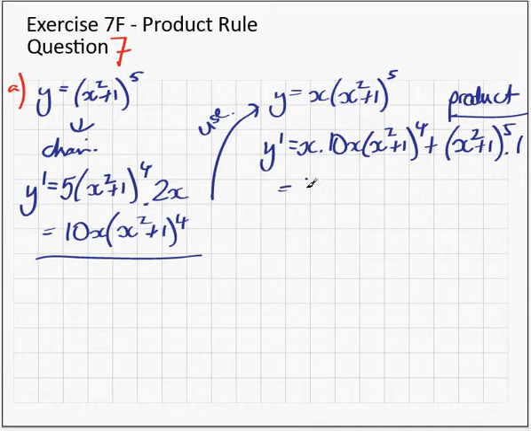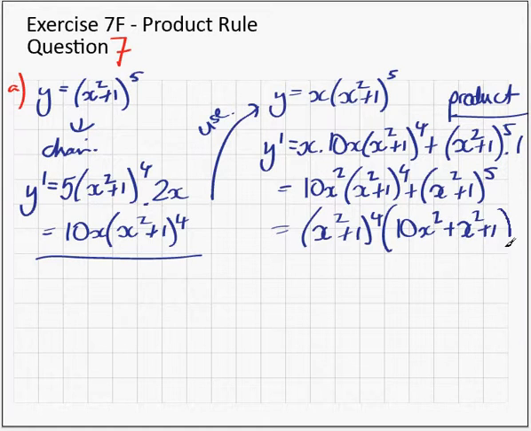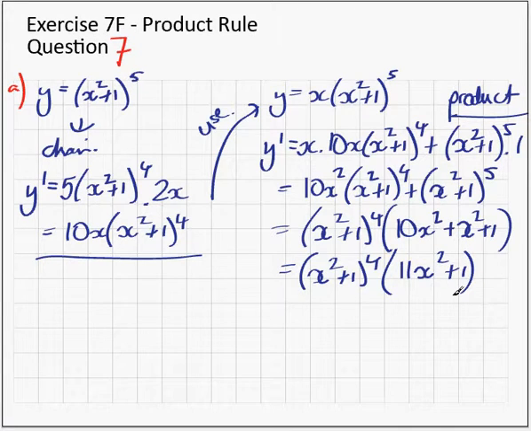So if I just rewrite this as it is without factorising just yet, now I can see that x squared plus 1 to the 4th is a common factor. Leaves me with 10x squared there, and 1 lot of x squared plus 1 in the second piece. And there is my derivative.